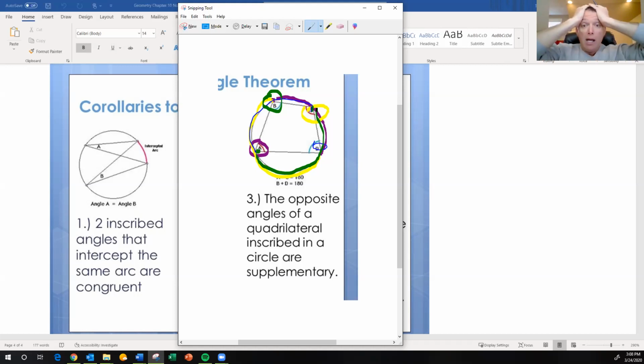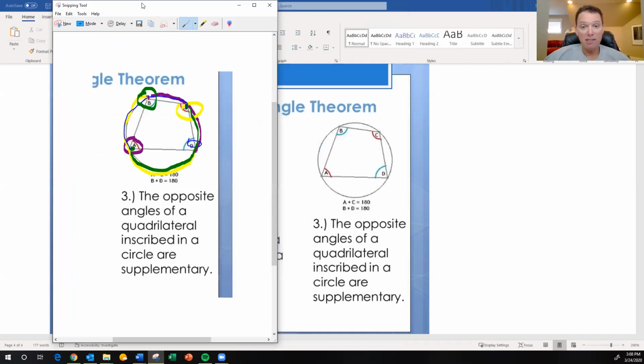And oh my gosh, if B and D, wait, are you serious? If B and D add up to 180, and A and C add up to 180, what does that mean that A plus B plus C plus D add up to? 360, right? Almost like 360 degrees in a quadrilateral. So if you drew a quadrilateral inside a circle, you still get 360 degrees. Geometry, man. It's great stuff.